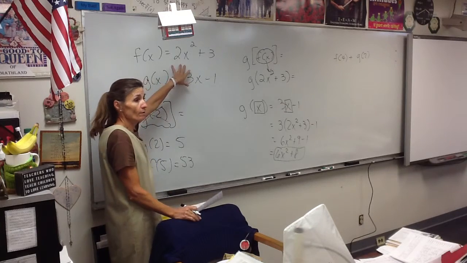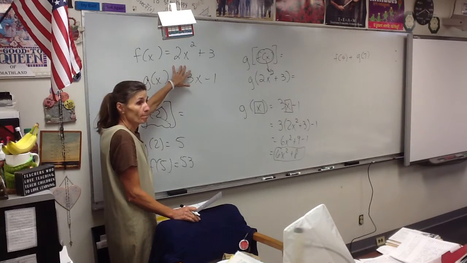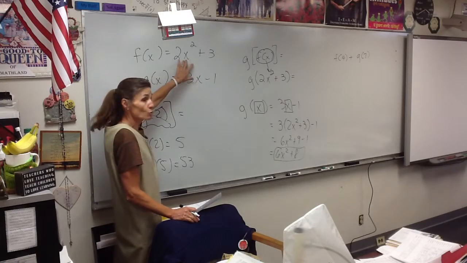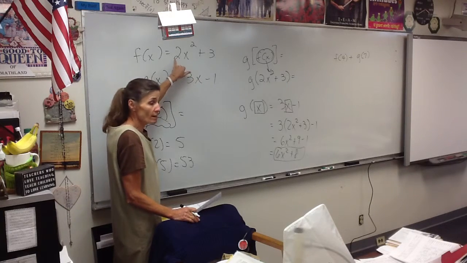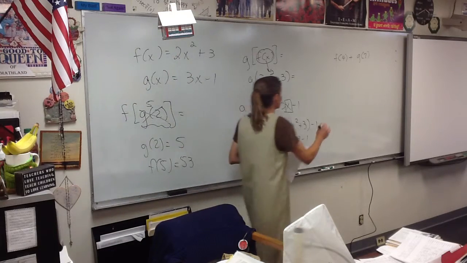What's f of 4? 2 times 4 squared plus 3. Yep, what would that be, Zach? Can you figure that out? 35. 4 squared is 16 times 2 is 32, plus 3 is 35. You're exactly right.